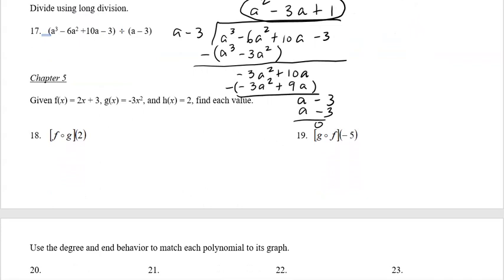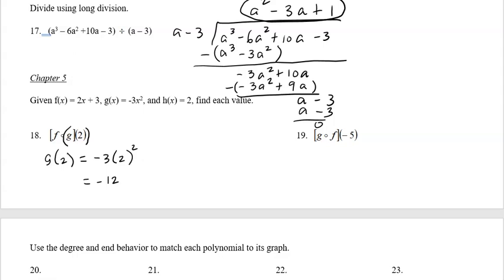Okay, 18 and 19 are composites. And these types of problems will be on your exam, so make sure you're able to do these. The way these work is you always work from the inside out. So what I mean by that is find g of 2 first. So g of 2 means I'm going to input 2 in for x in the g function and see what comes out. Okay, so 2 squared is 4. Remember to do exponents before you multiply. And 4 times negative 3 is negative 12.